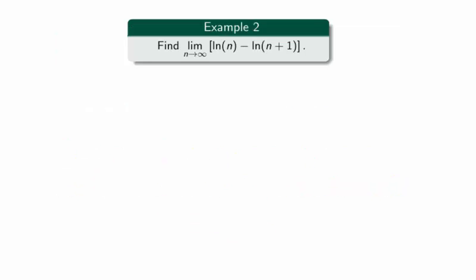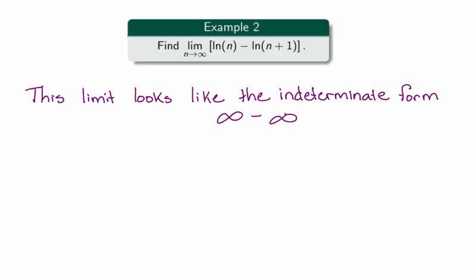Example 2. Let's find the limit as n goes to infinity of the natural log of n minus the natural log of n plus 1. Note that this limit looks like the indeterminate form infinity minus infinity. To deal with this indeterminate form, we usually perform some algebraic manipulations to make it more manageable.